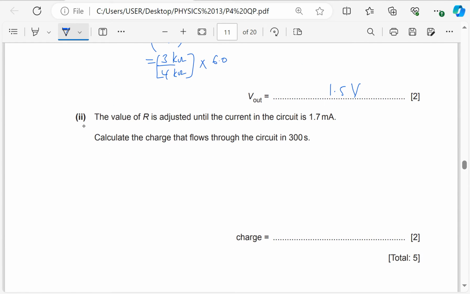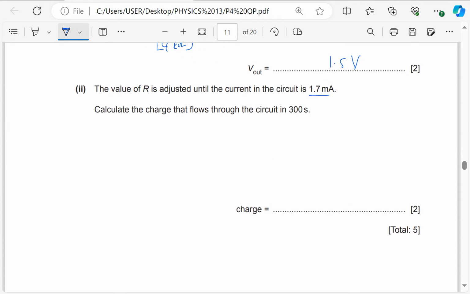Then the value of R is adjusted until the current in the circuit is 1.7 milliamperes. Calculate the charge that flows through the circuit in 300 seconds. So time is 300 seconds. So we know that charge is equal to I times T. So I is 1.7. It is milli, so I'll say times 10 to the power of minus 3.